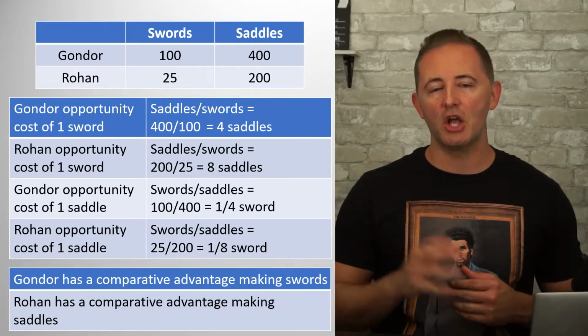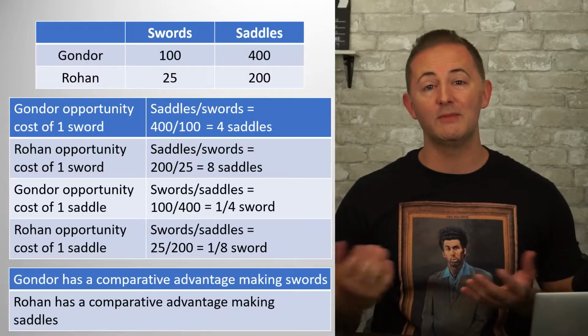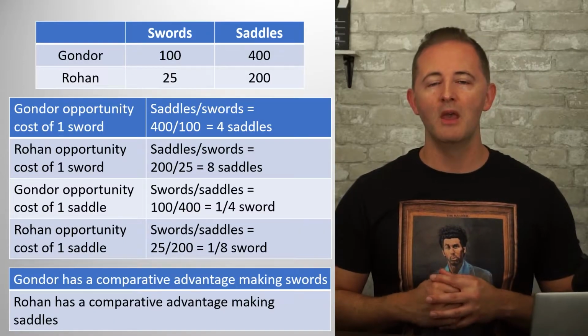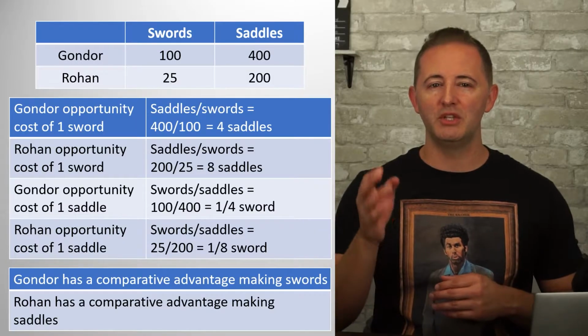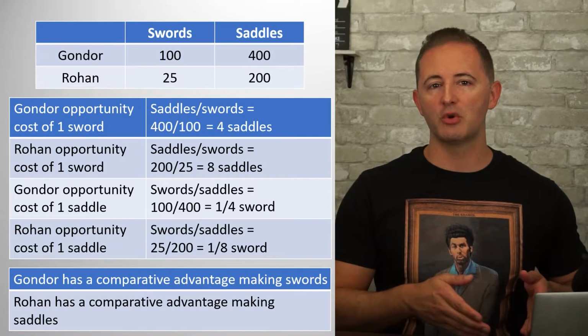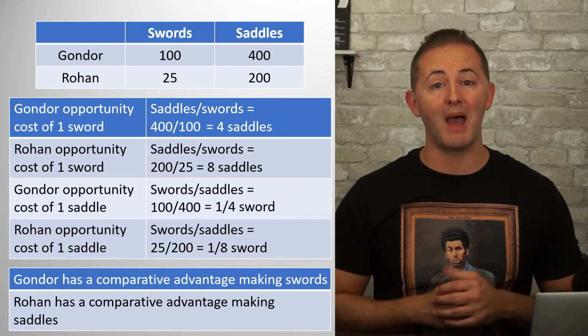And notice that each country has a comparative advantage in one good. It'll basically always be that way. A country can't have a comparative advantage in both goods. The reason is because, well, did you notice that the opportunity costs are reciprocals of each other? 1/4 of a sword and 4 saddles? It'll always be like that. If it's not, check your math.